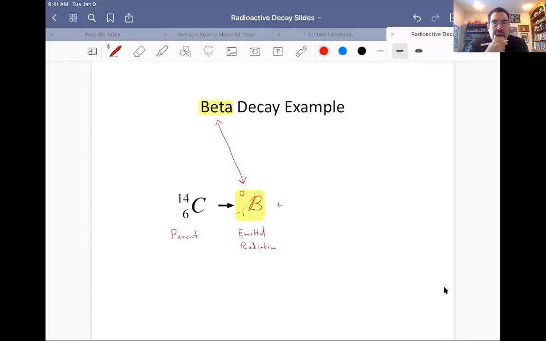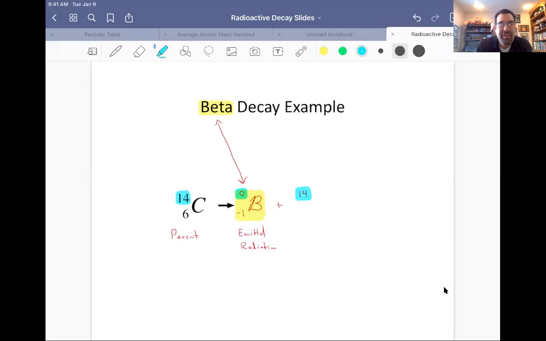If we started with 14 protons and neutrons, and we had 0 change to that, what's going to be the new mass number? If we started with 14 and made no change to that, what's going to be the new mass number? 14. No change means no change.